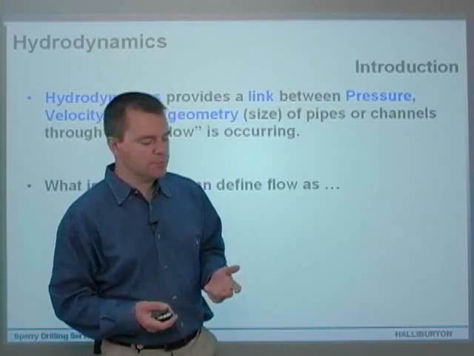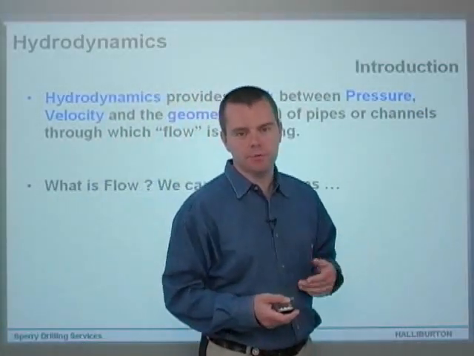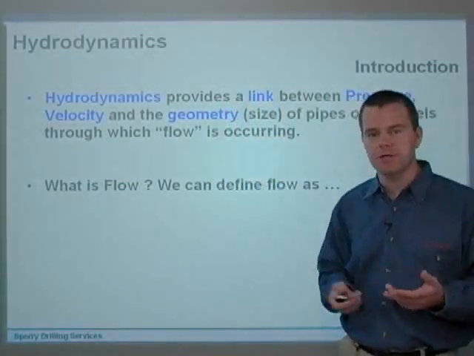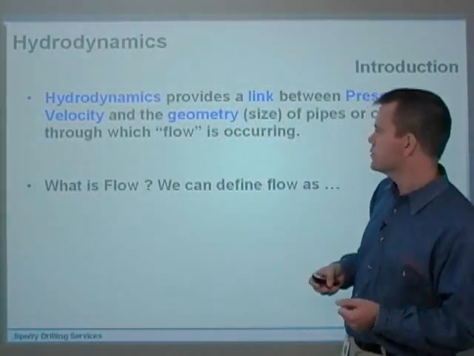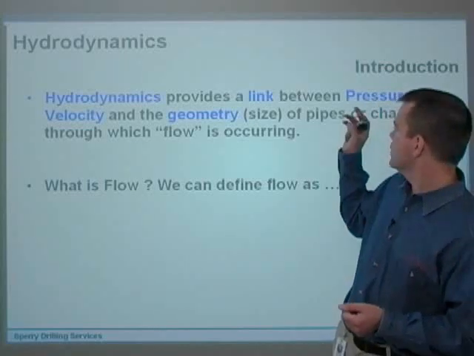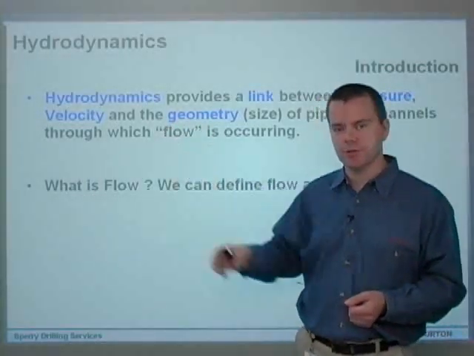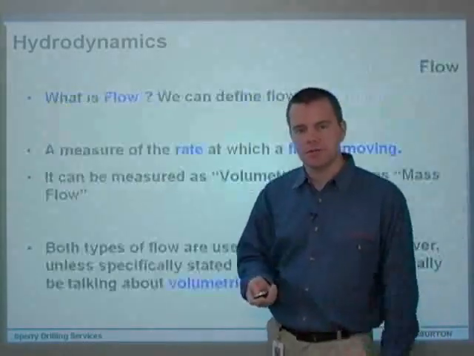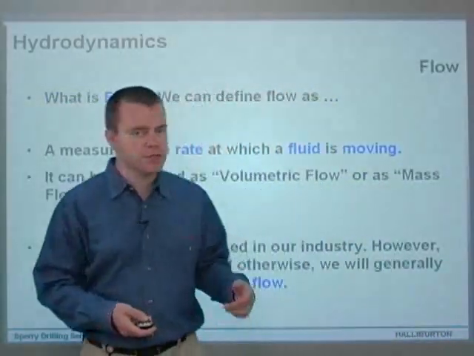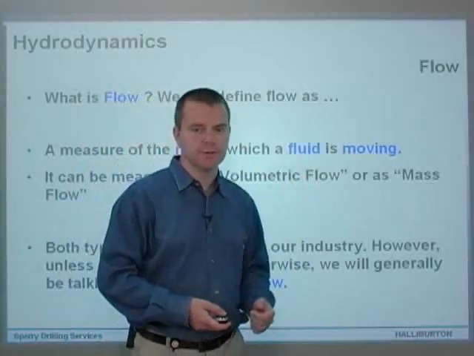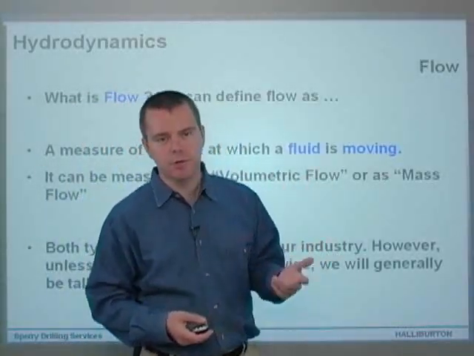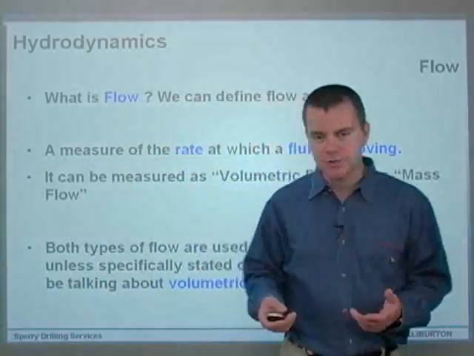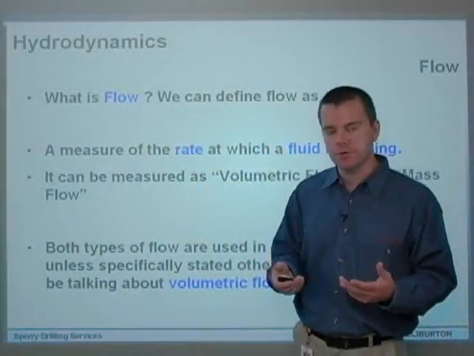Now, hydrodynamics provides a link between pressure, velocity, and geometry, or the size of pipes or channels through which flow is occurring. So we've got a link between pressure, velocity, and geometry. Now, what actually is flow? I just mentioned flow. What is it? Well, we can define flow as a measure of the rate at which a fluid is moving. It can be measured as volumetric flow, or it can be measured as mass flow. We use both terms, volumetric or mass flow, within our industry.